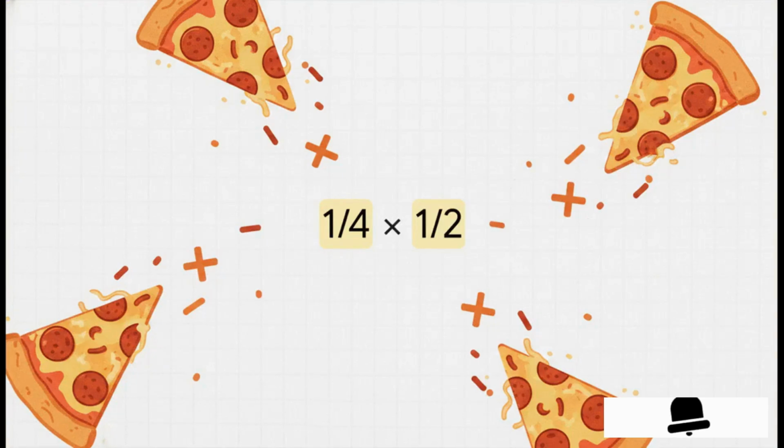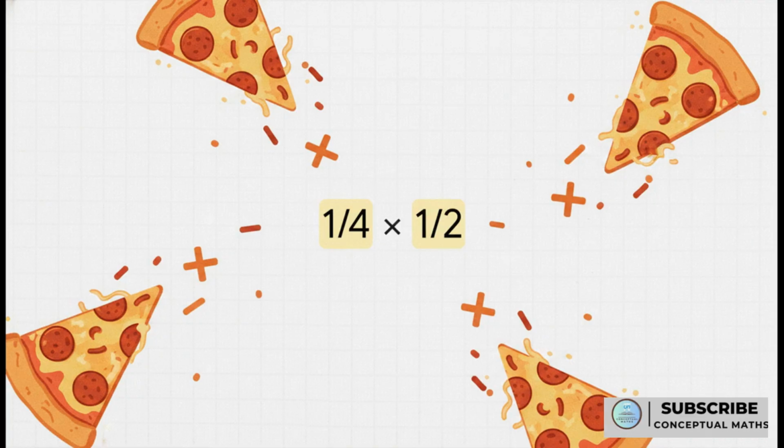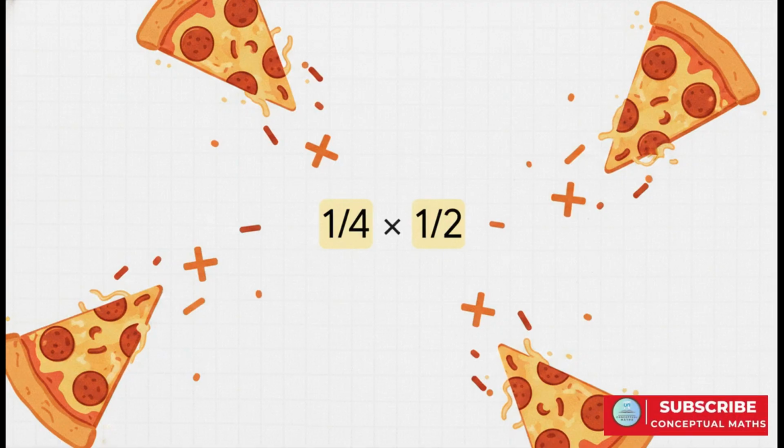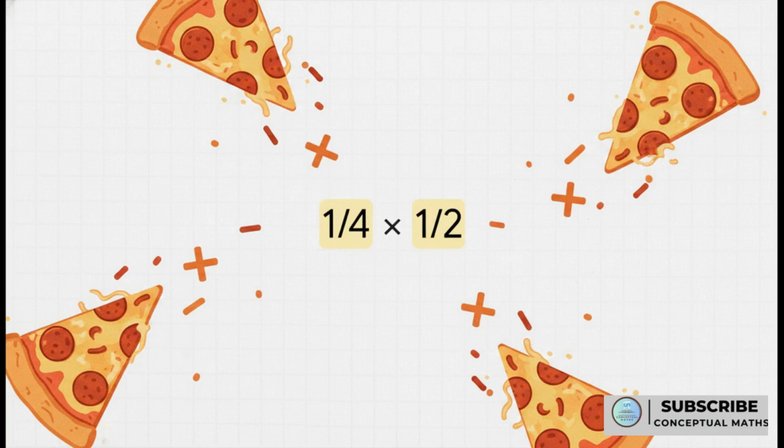So let's translate our pizza dilemma into actual math. We take our phrase 1/4 of 1/2 and we just swap out that word of for our multiplication symbol. Bam, it maps perfectly to 1/4 times 1/2. Suddenly, we aren't stressing about who gets which slice of pizza anymore. We're just looking at a straightforward, super clean mathematical equation.